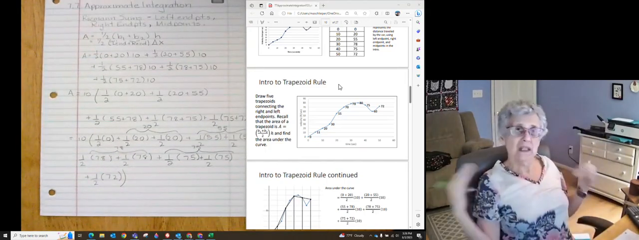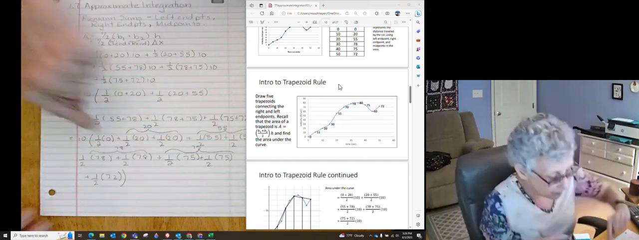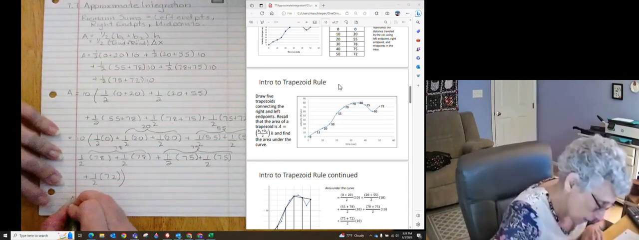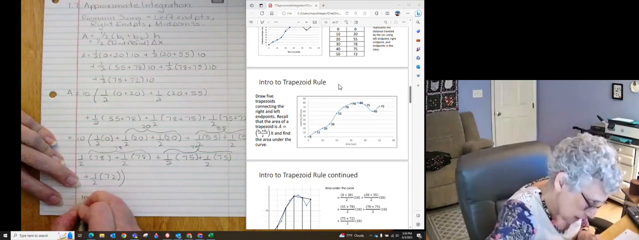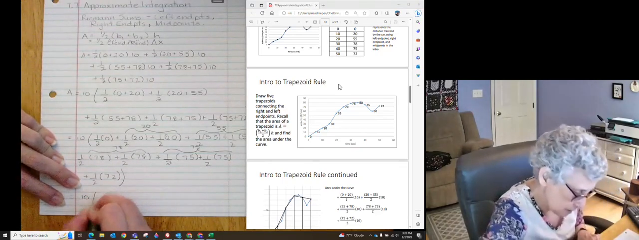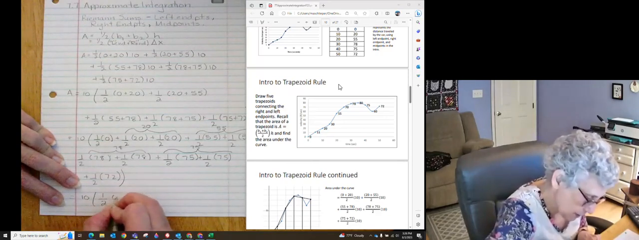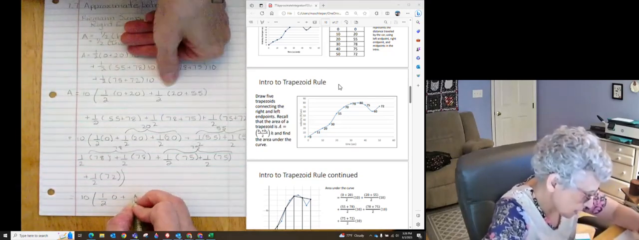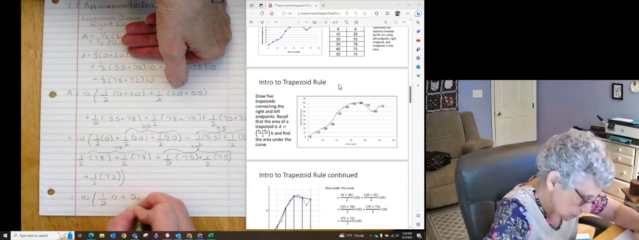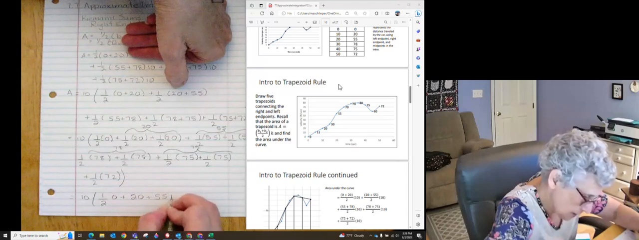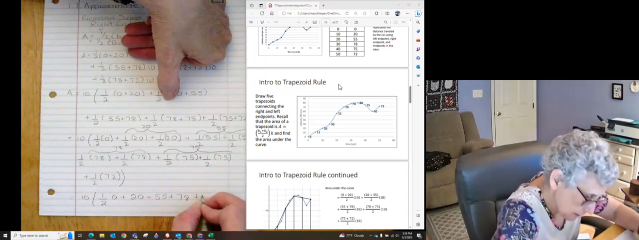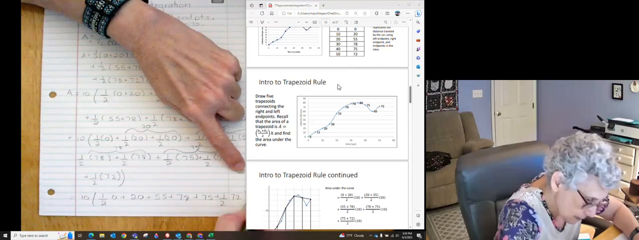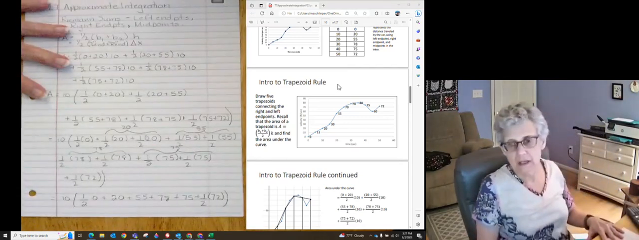So everybody except the endpoints gets a whole number because you have a half and a half, and you add them all together. So what you really end up with is 10 times 1/2 of 0 plus the inside ones. So we would have 20 plus 55 plus 78 plus 75 plus half of 72.